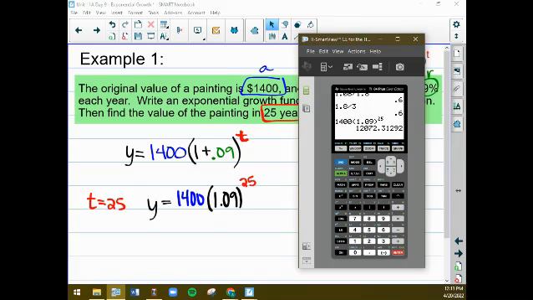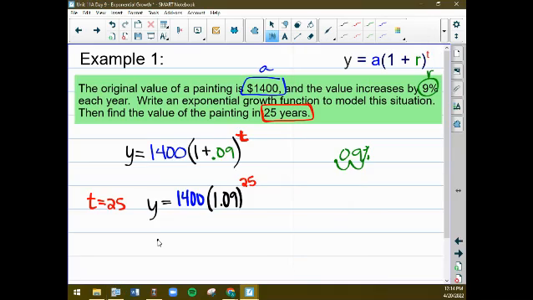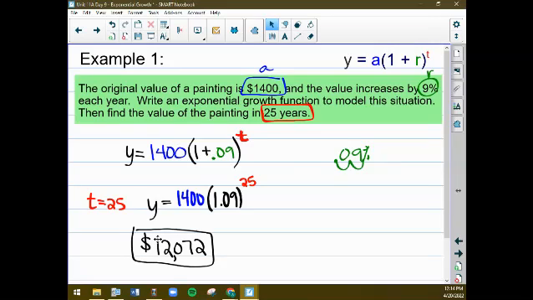And we get 12,072. So that's how much money I have. Now, that's how much the painting is worth after 25 years. That's a pretty big jump.